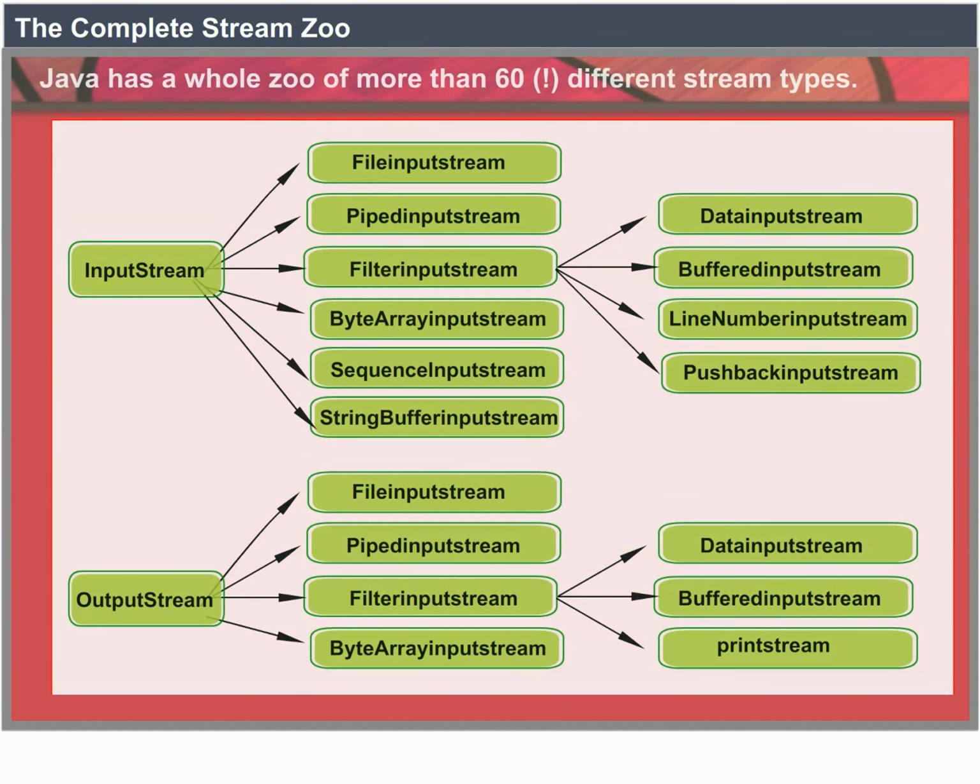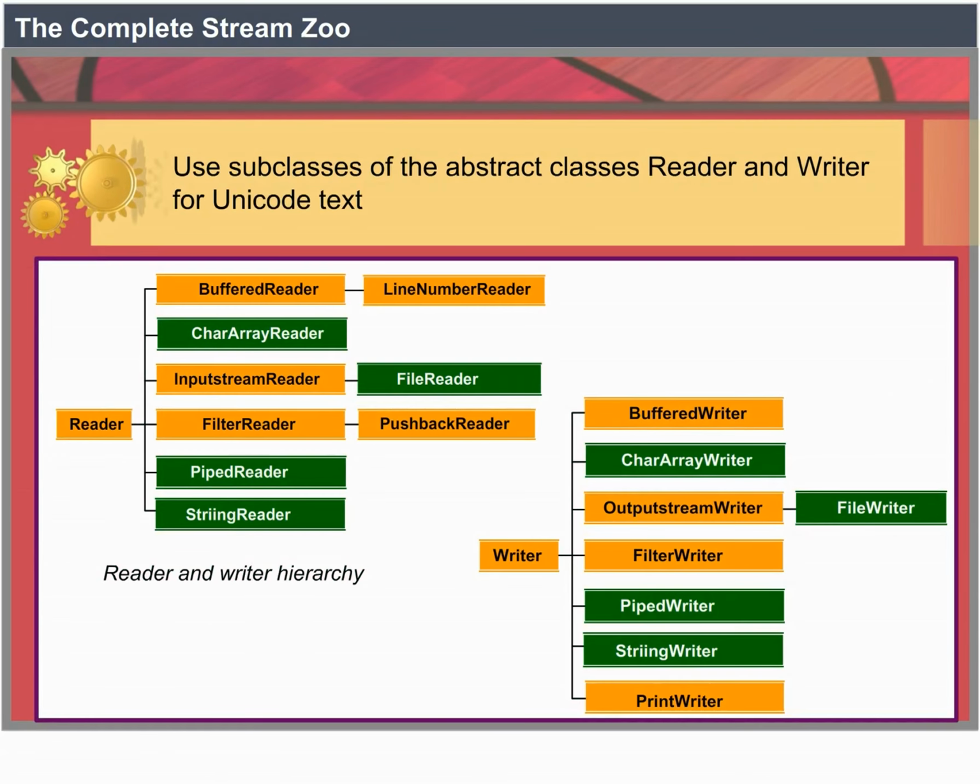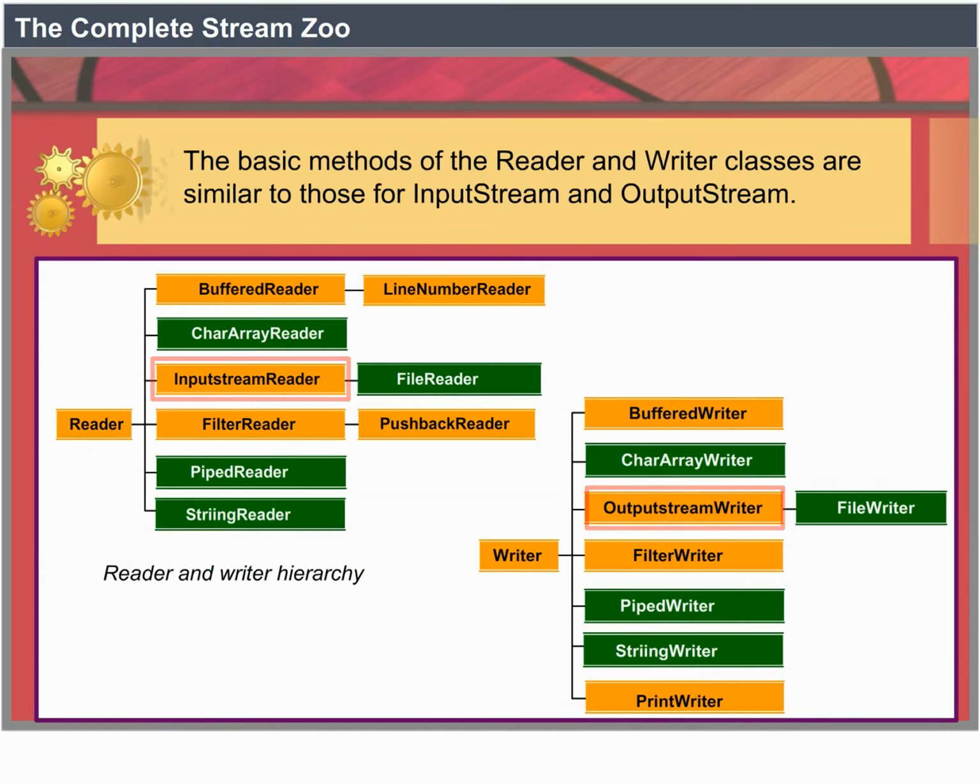The complete stream zoo. Java has a whole zoo of more than 60 different stream types. The following diagram shows the input and output stream hierarchy. Use subclasses of the abstract classes Reader and Writer for Unicode text. The basic methods of the Reader and Writer classes are similar to those for InputStream and OutputStream.